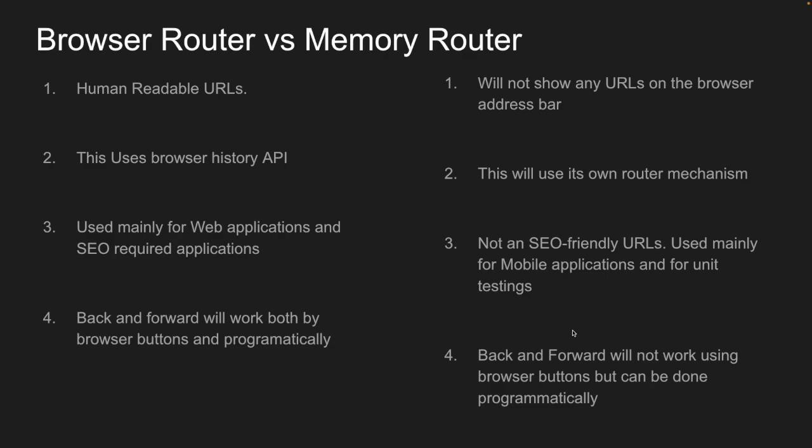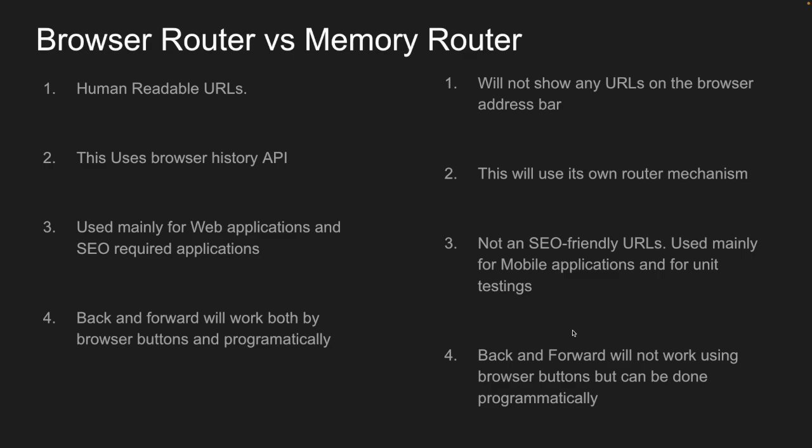Also, browser router is mainly used for web applications and where the application requires SEO. That is where we will be using the browser router. Whereas if you don't want SEO, and if you are working with mobile applications or unit testing, then memory router is the best router for such applications. If you want to go back and forth, you can even use the browser buttons. That is possible in browser router. But when you are using a memory router, that is not possible with the browser buttons, but it is possible programmatically.